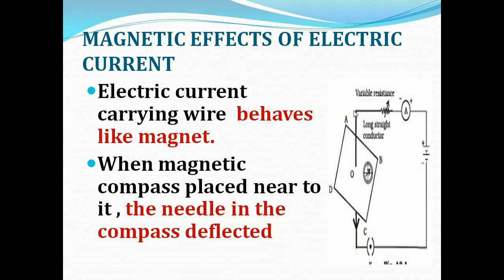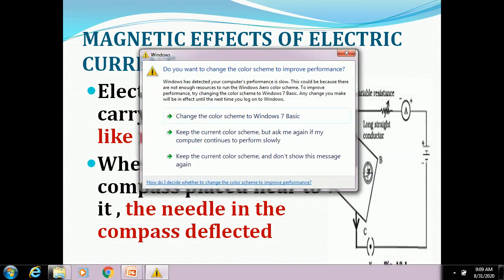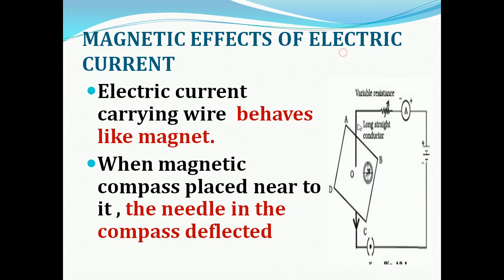The wire XY should be kept perpendicular to the plane of the paper. Understood? Now we have to horizontally place a magnetic compass near to it, a small compass near to the copper wire, and we have to pass the current through the circuit by inserting the key into the plug.